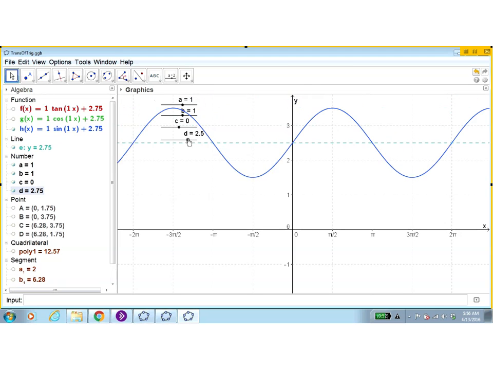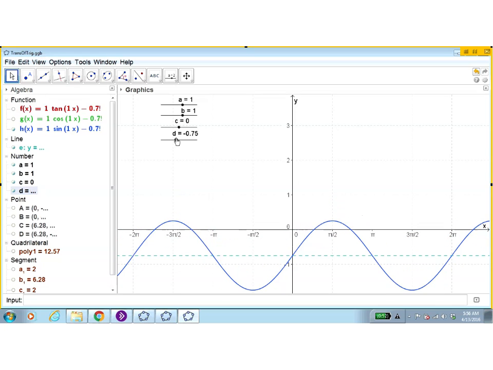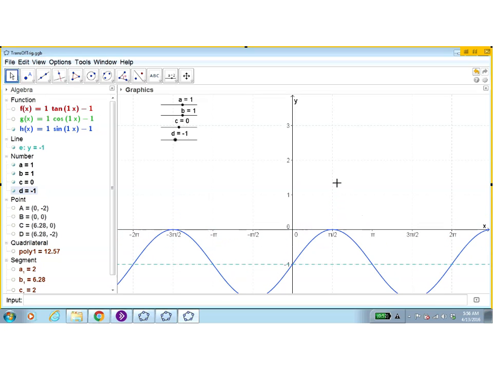But what if I come back down the other way? What if I make D negative? Well, then it goes down to the negative numbers. So when I subtract 1 from the end, that means that the midline is down at -1. Okay, I'm going to put this back to where it started.